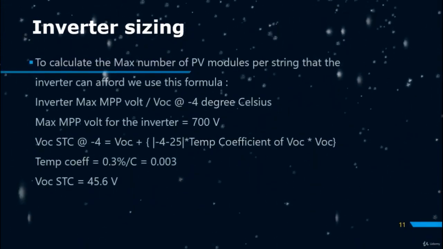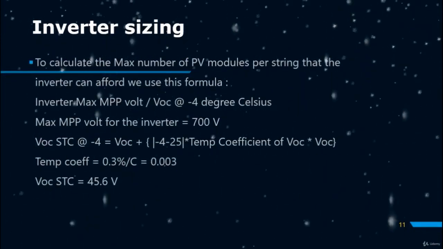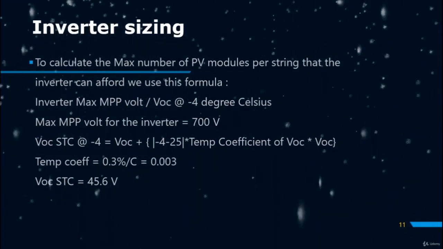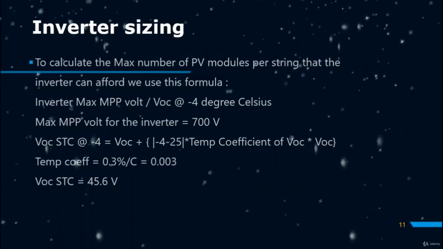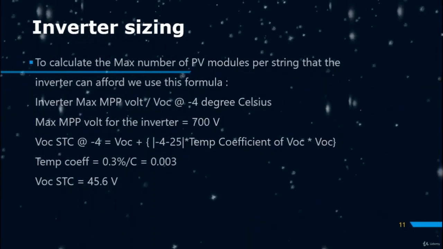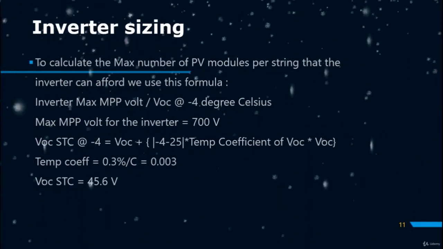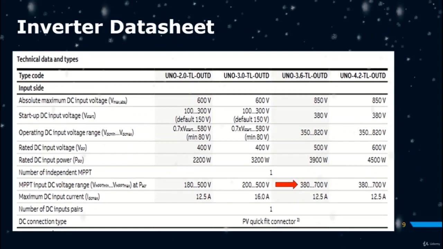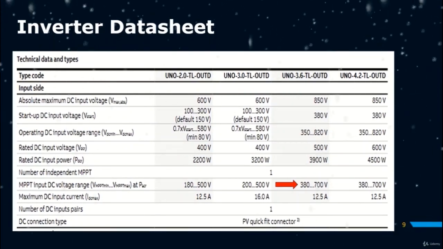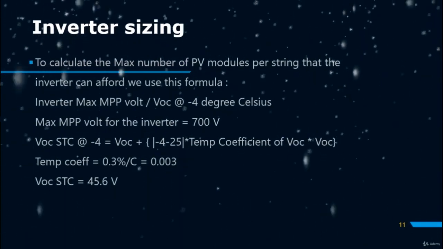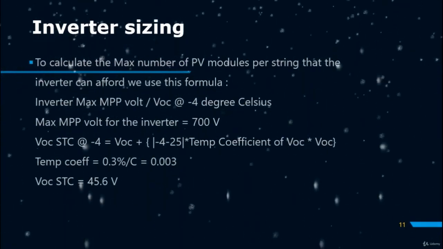Inverter sizing. Now, to calculate the maximum number of PV modules per string that the inverter can afford, we use this formula: inverter maximum MPP volt over V open circuit at -4 degrees Celsius. Back to the datasheet of the inverter, we will see the MPP volt range. Minimum 380 and the maximum is 700. So the MPP max volt for the inverter is 700.